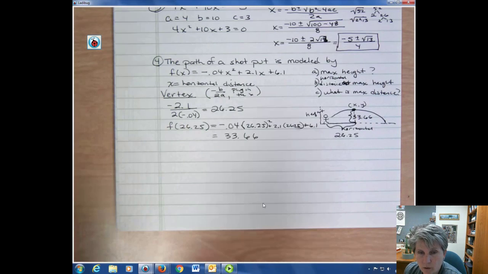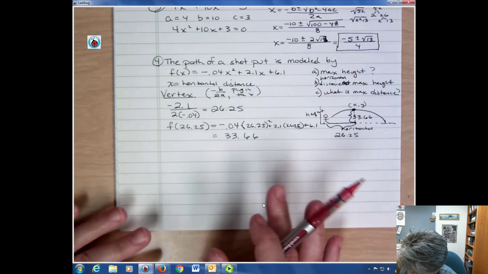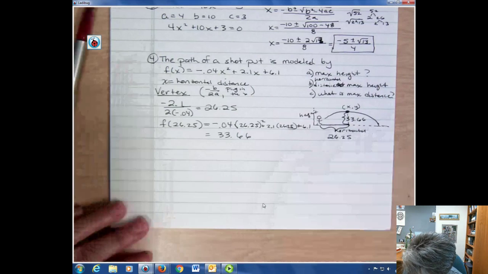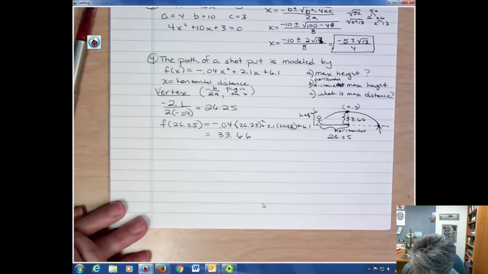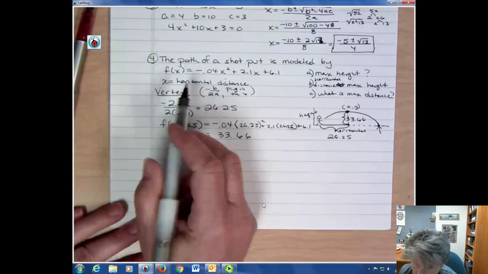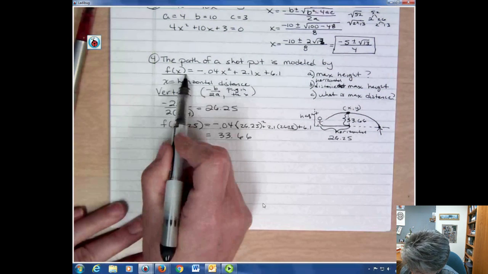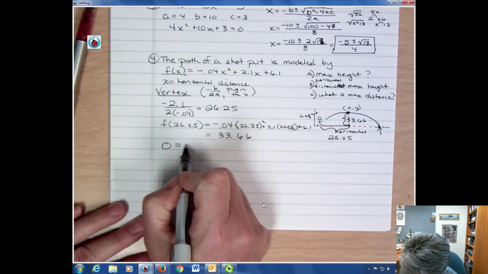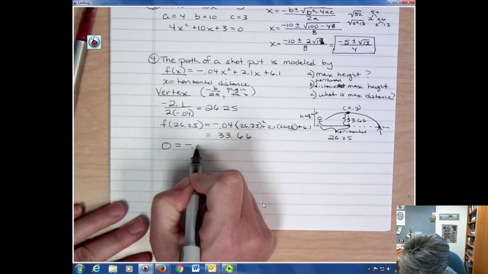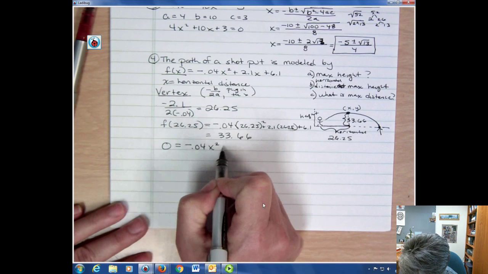And then the other question is, what's the max distance? That is, how far does it go when it lands? Well, what is the height when it lands? Well, the height when it lands is 0, and that's what this is. So what I'm going to do is say 0 equals negative 0.04x squared plus 2.1x plus 6.1.